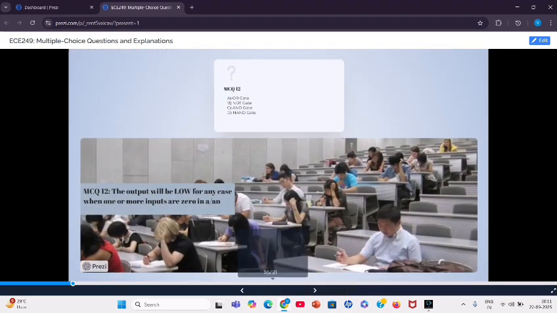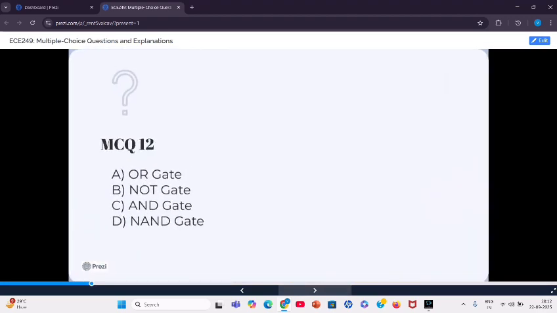Moving on to the 12th question. The output will be low for any case when one or more inputs are 0 in an AND. Options are option A, OR gate; option B, NOT gate; option C, AND gate; option D, NAND gate. I hope you all have guessed the answer.